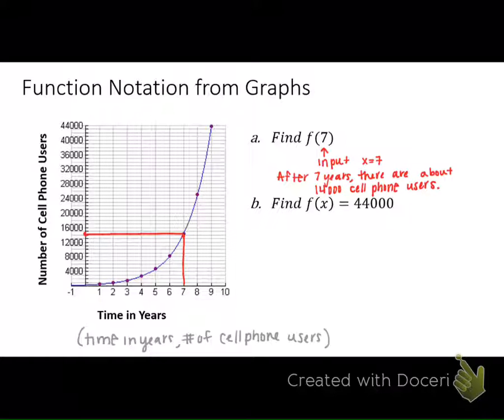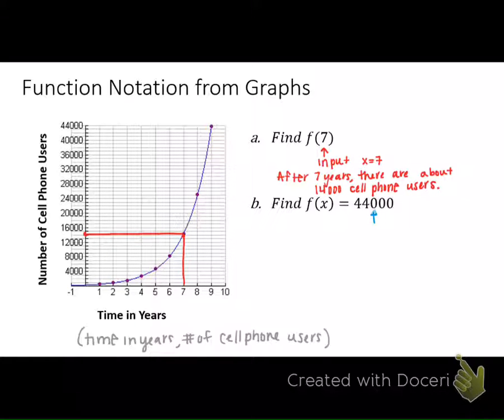All right, Carly. Find f of x equals 44,000. So first of all, is that your input or your output? So is that x or y? Okay, so how am I going to find x then?